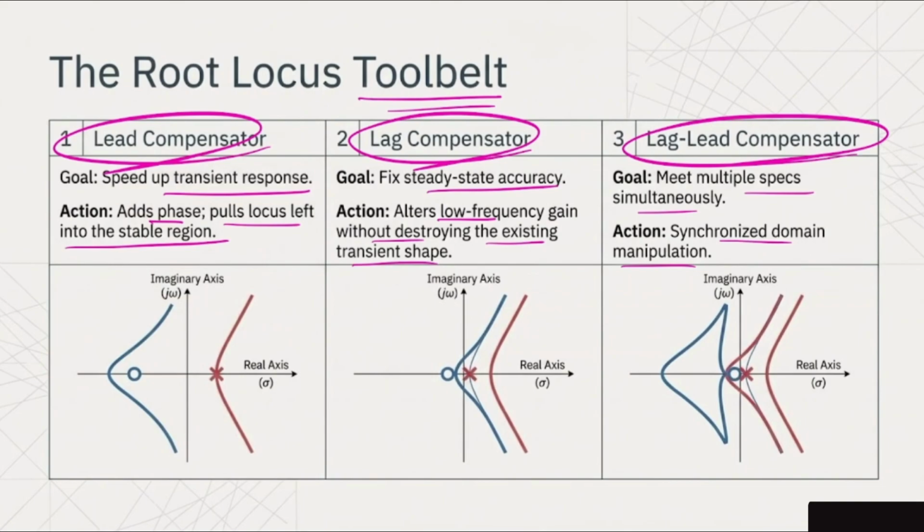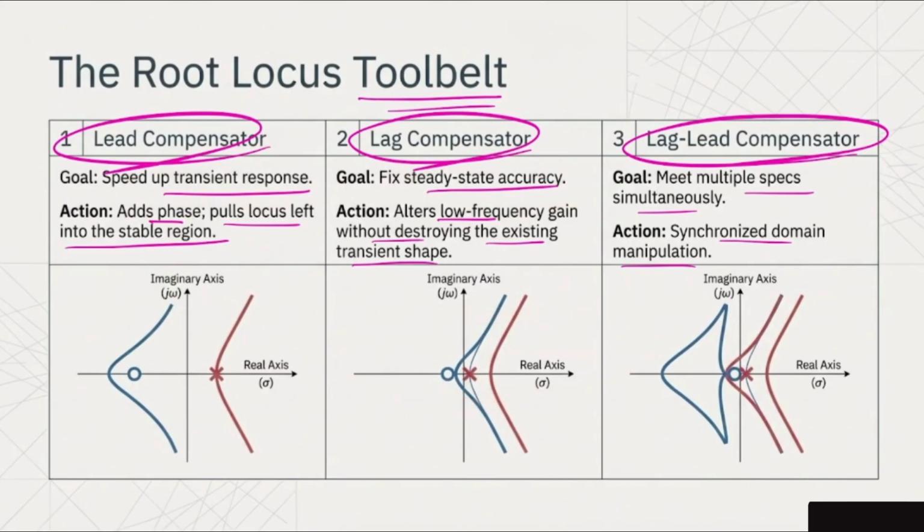On another side, we do have lag. Lag is going to fix the steady state accuracy, while lead is fixing the transient one. The lag is going to fix the steady state accuracy. So the action means that it alters low frequency gain without destroying the existing transient shapes. So obviously we need that. It means that we need to add some kind of poles itself.